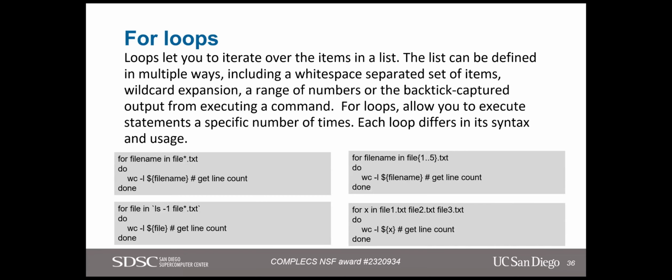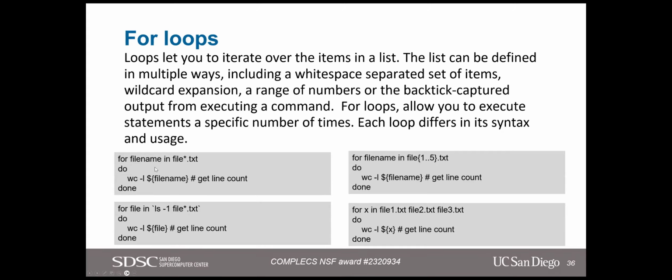So let's look at for loops first. It allows you to iterate over items in a list. You can define those lists in lots of ways. It can include a white space separated list of items, so you can do file1, file2, file3. It can do wildcard expansion.